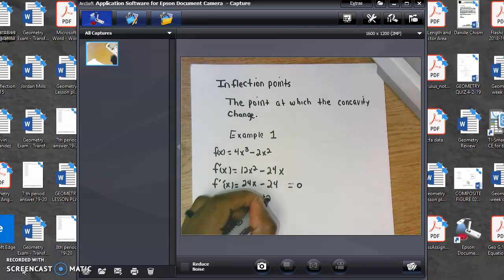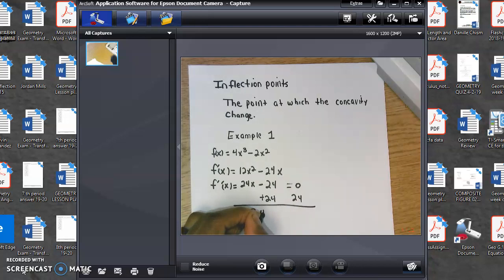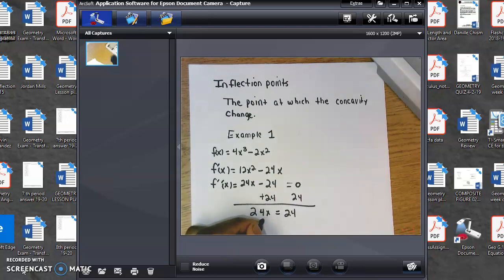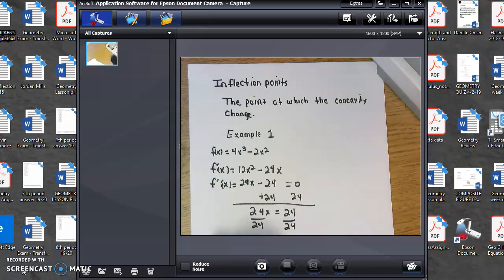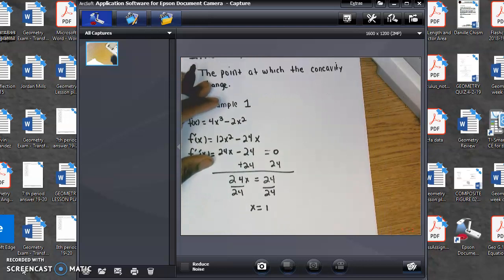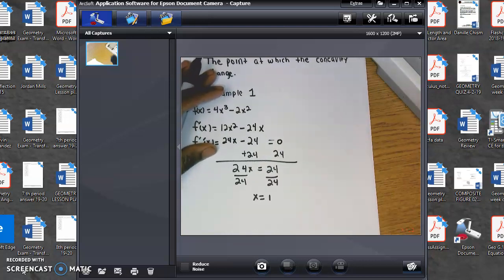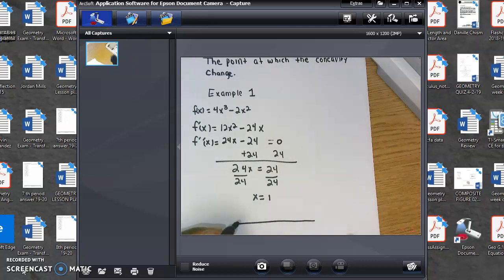So this is a minus 24. So we're going to add 24 to both sides. So we get 24x is equal to 24. And now we need to divide by the coefficient, so that's going to be divided by 24 on both sides. So x is equal to 1. So we know that our x value is going to be equal to 1. So this is where the second derivative is equal to 0. So now we're going to test that point to determine where it's positive or negative.